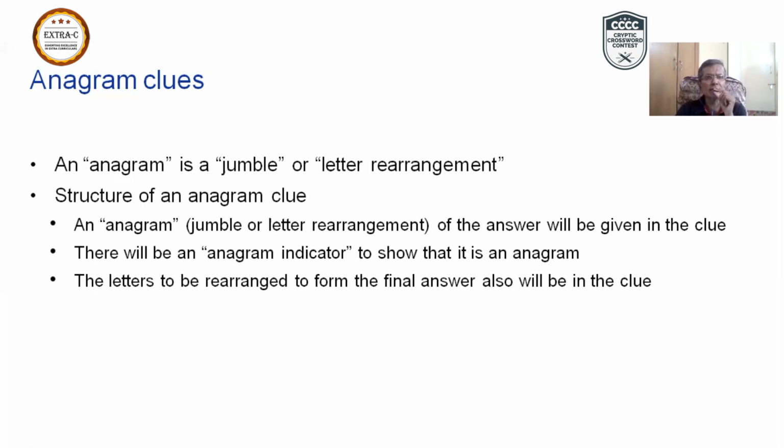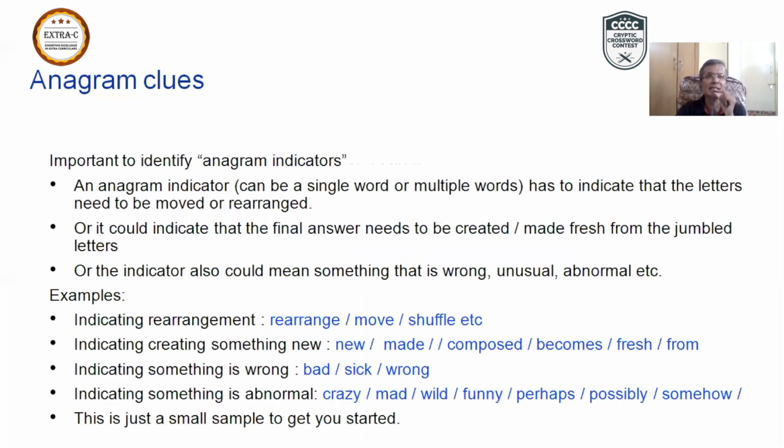Now, the most important part of the clue is the anagram indicator. Because if you understand how to identify the anagram indicators, that will tell you that it is an anagram clue. Now, the anagram indicator is an English word, but it's a word which indicates that something has to be rearranged or jumbled, or something is wrong or funny or abnormal. So, the words which I have given in blue here are all examples of anagram indicators.